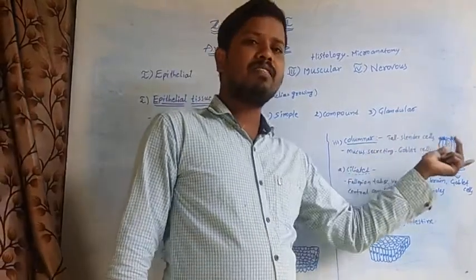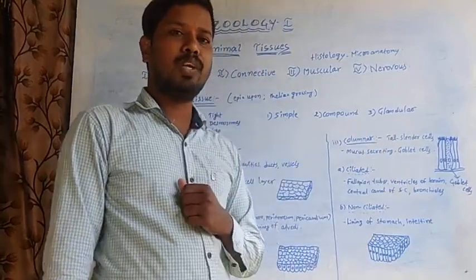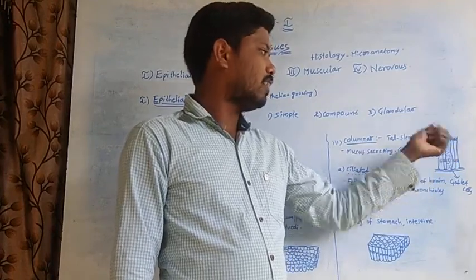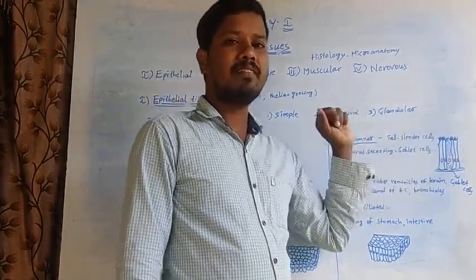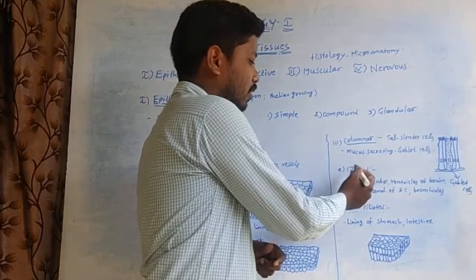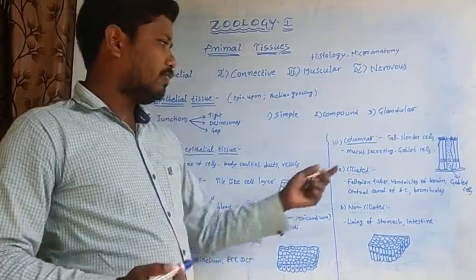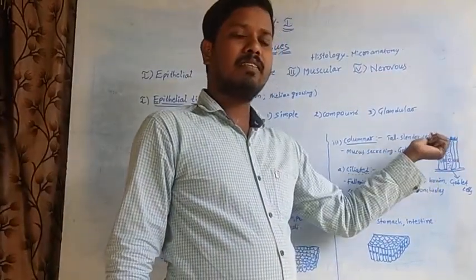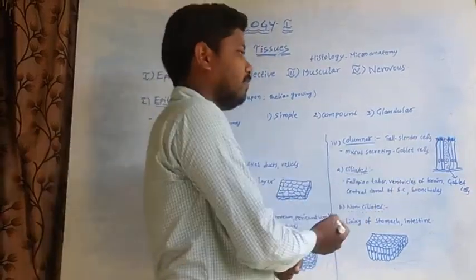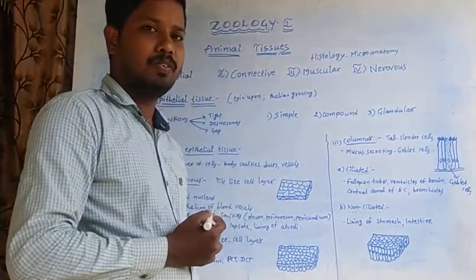Based on the presence or absence of cilia, columnar epithelial tissue can be divided into two types. If the cells have cilia on the surface, those types of tissues are called simple columnar ciliated epithelial tissue. If the cells do not have cilia on the surface, that type of tissue is called simple columnar non-ciliated epithelial tissue.